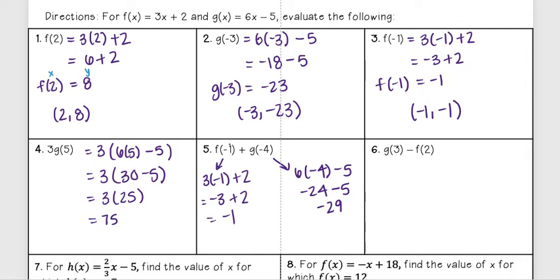So I found my f of negative 1, it's negative 1. G of negative 4, I get negative 29. Now I need to add those two together. So negative 1 plus negative 29, I get negative 30. Okay, go ahead and pause the video and try and do that next one on your own, following the same steps that I did.